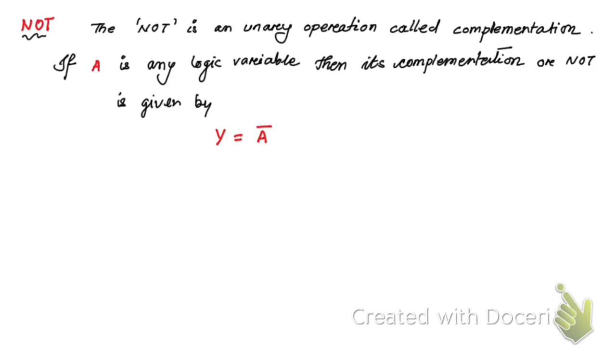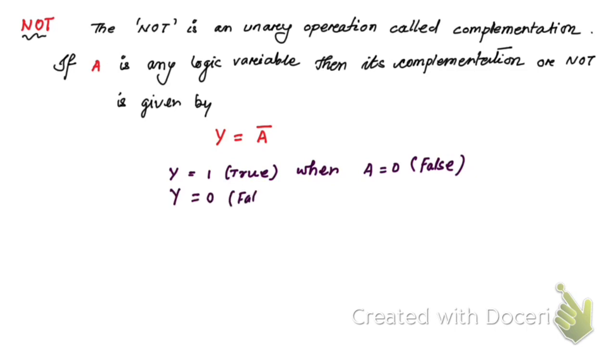So what does it mean? y is going to be equal to true or 1 when a is false. They are complementary. When a is false, then only the output is going to be true. And if the variable a is true, then y is going to be false. The output is going to be false when the variable is true, that is 1. So hope you have understood this.